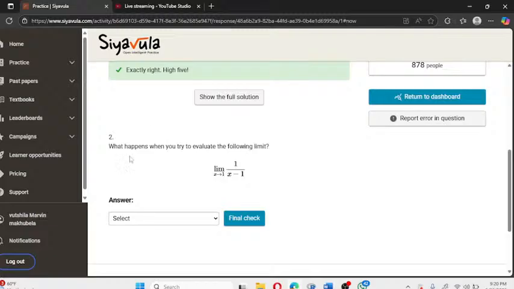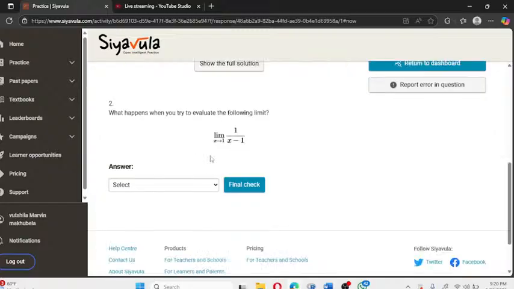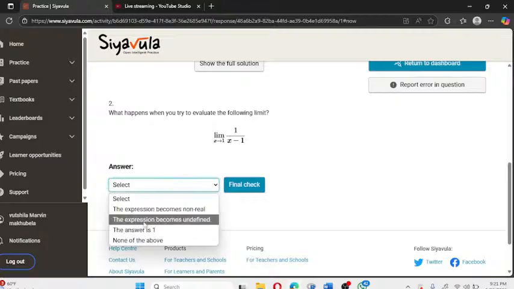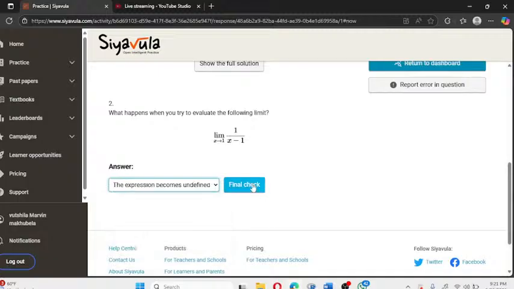Okay, let's check this one. What happens when you try to evaluate the following expression? For this expression, we can't simplify it, it's already simplified. So what happens when we do direct substitution? We're going to get our denominator to be 0, and if we divide any number by 0, it is undefined. So this limit is undefined. So the answer, let's choose, the expression becomes undefined. That's our answer.